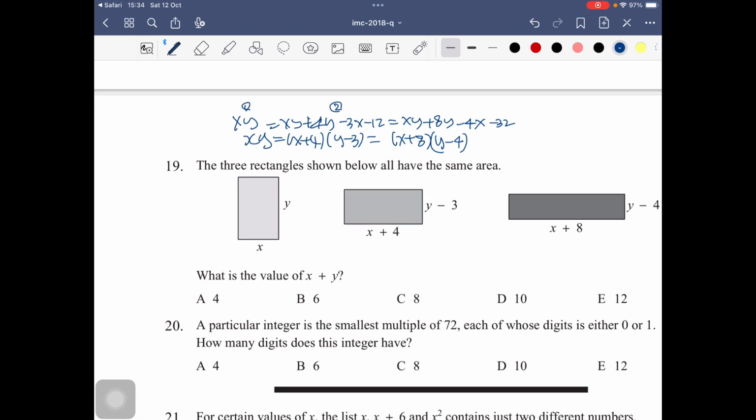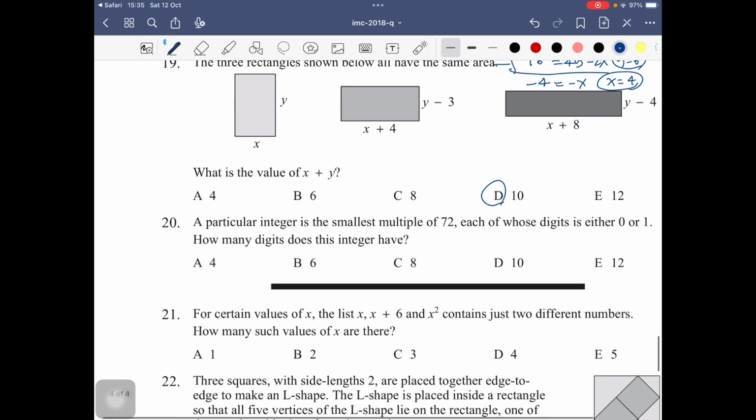So let's call these 1, 2, 3. Let's say 1 equals 2, and we can simplify to 4y minus 3x. And 1 equals 3, we can simplify to 32 equals 8y minus 4x. Let me divide by 2: 16 equals 4y minus 2x. And when I calculate it, negative 4 is negative x, so x is 4. When x is 4, 8, 24, y is 6. So when we add them together, 10.